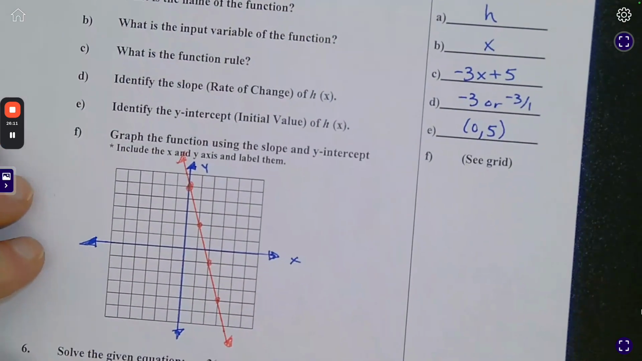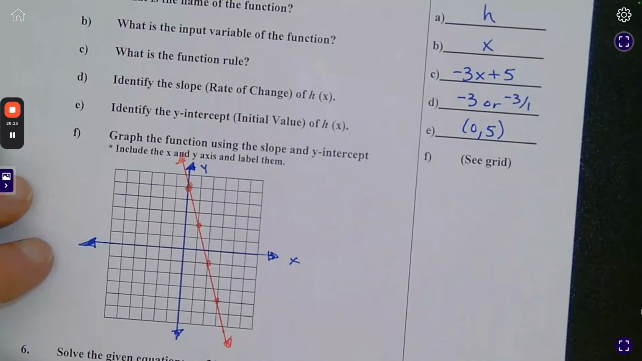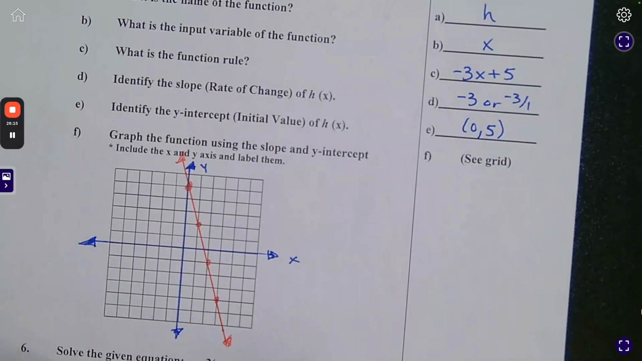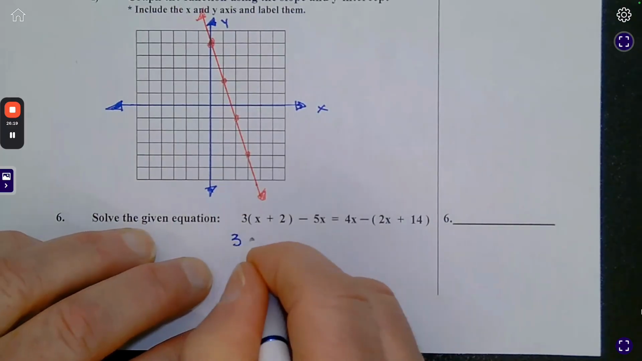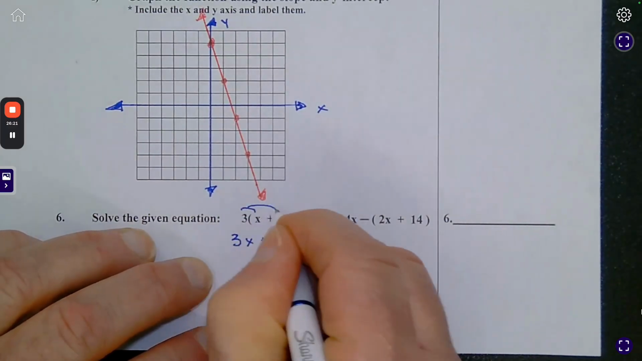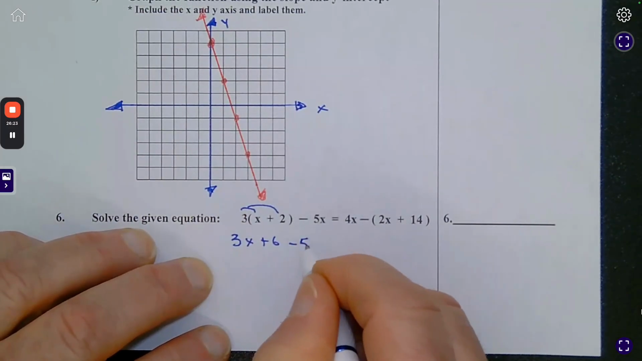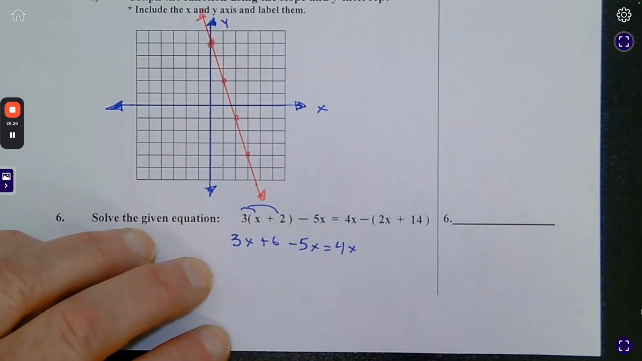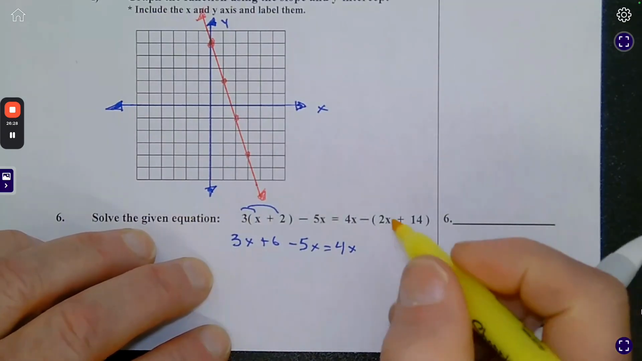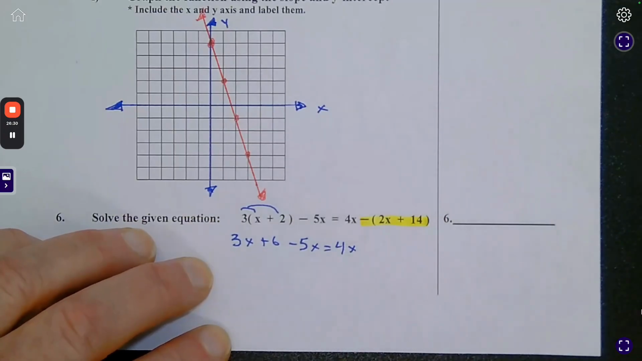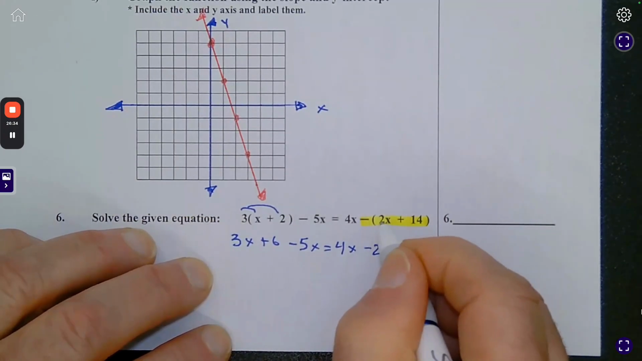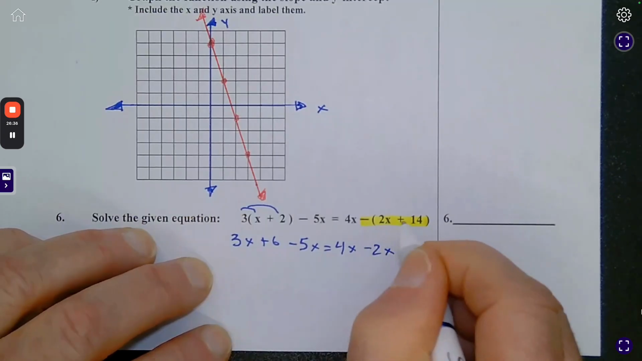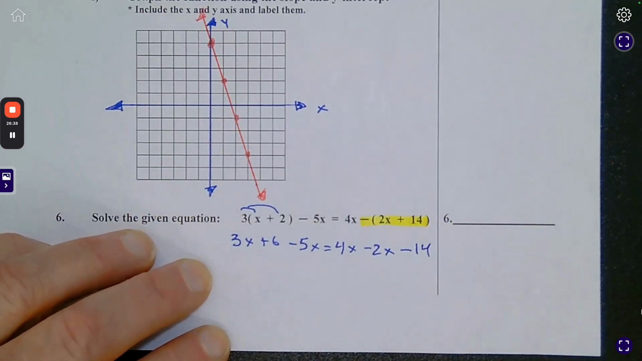That was fun. Solve the equation. Holy Toledo, Batgirl. Okay, first thing I've got to do is distribute 3x plus 6. That's what I get when I do that. Minus 5x equals 4x. This is a tricky distribution. You're distributing the minus through. It's like a minus 1.